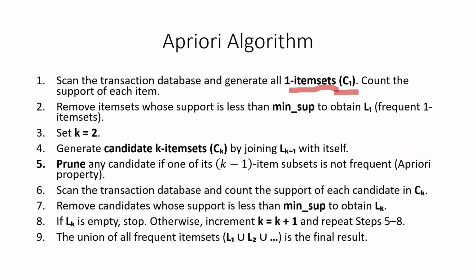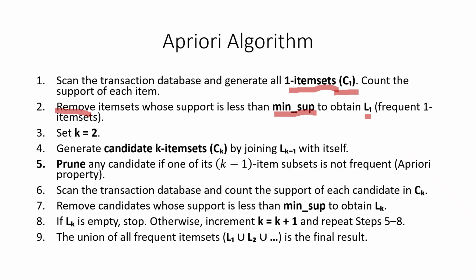For example, I have bread, butter like that. How many times bread comes, how many times butter comes, like that I have to compare. If any value is equal to or above the minimum support, I can maintain it. Otherwise, I have to remove it. When any item's count is less than the minimum support, I have to remove that particular item from the list. So after removing, I will get L1.